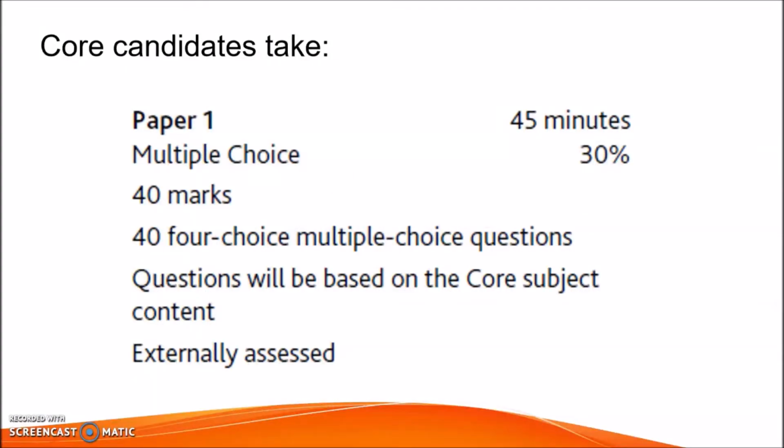Let us now look at core assessment. For core candidates, they will take the following papers that have questions based on the core subject content only. So the first one is paper 1, which is multiple choice questions. It will take about 45 minutes and give you 40 marks. Okay, you have 40 multiple choice questions and you have to choose either A or B or C or D. Okay, just choose one that you consider correct. So it will give you 30% out of 100%.